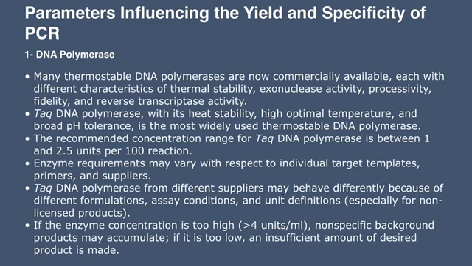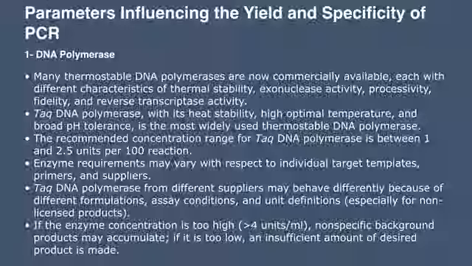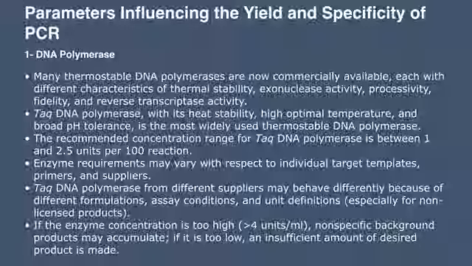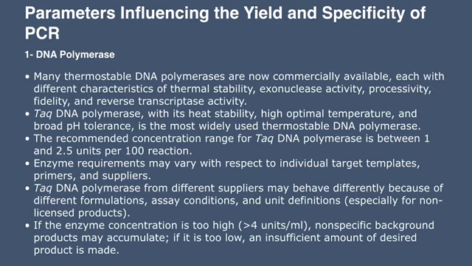Enzyme requirements may vary with respect to individual target templates, primers, and suppliers. Taq DNA polymerase from different suppliers may behave differently because of different formulations, assay conditions, and unit definitions, especially for non-licensed products. If the enzyme concentration is too high, more than 4 units per 100 microliter, non-specific background product may accumulate. If it's too low, an insufficient amount of desired product is made.